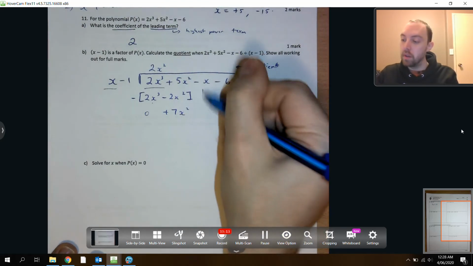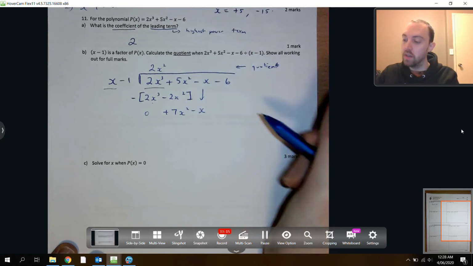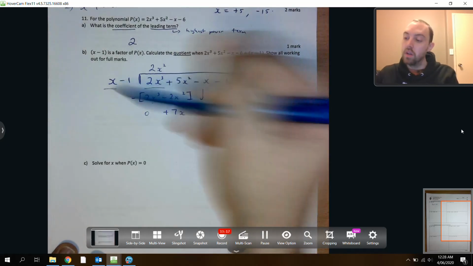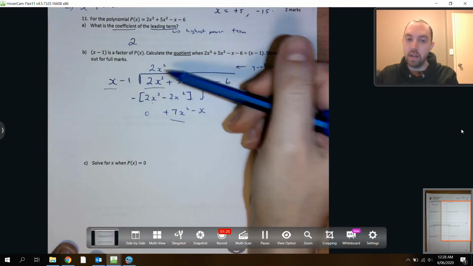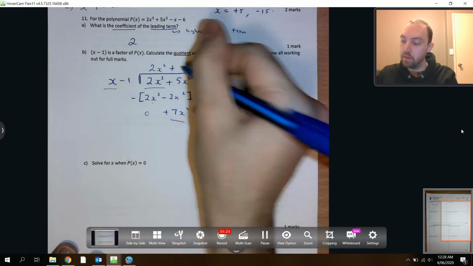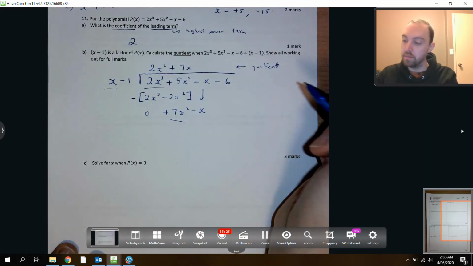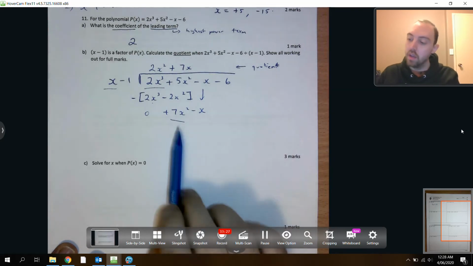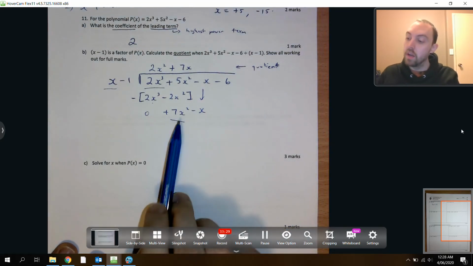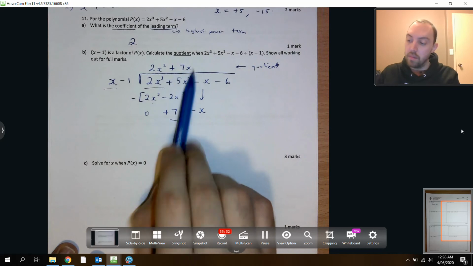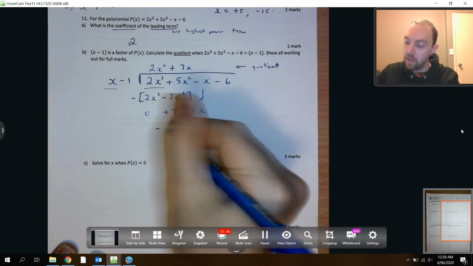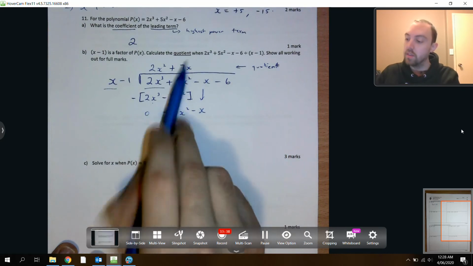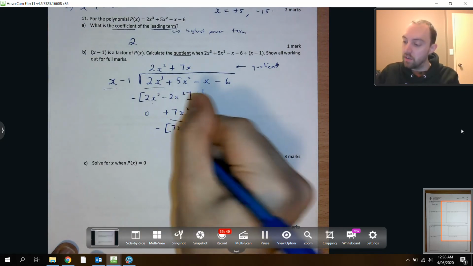Bring the next term down. I'm going to use that in a moment. Next term, 7x squared, and I'm dividing by x. I'm going to have positive 7x. Multiply what I've just found, 7x, by this I'm taking away. 7x times x is 7x squared.